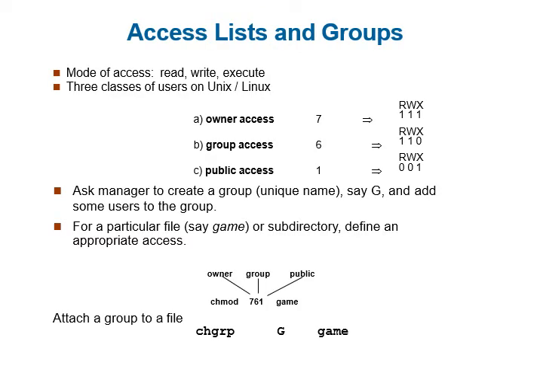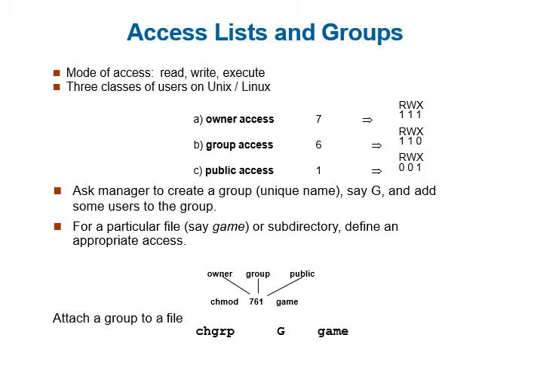Say, for example, in Unix we have only 3 access modes, which are read, write and execute. The 3 classes of users in Unix or Linux are user access, group access and public access, which may be others. For owner access, there are 3 digits which infer R, W, X: read, write and execute. For example, the binary value for 7 is 111, which means read, write, execute. So an owner will have read, write and execute permission.